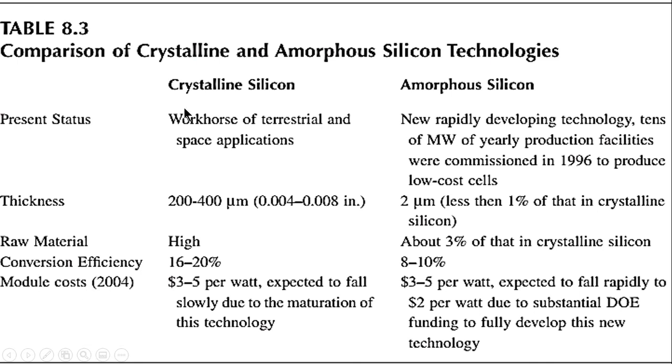The next comparison is about the module cost. Module cost for crystalline silicon in 2004 was $3 to $5 per watt, expected to fall slowly due to the maturation of this technology. And for the amorphous silicon, it is quite low. It was $3 to $5 per watt, and it is expected to fall rapidly to $2 per watt due to substantial DOE funding to fully develop this new technology.